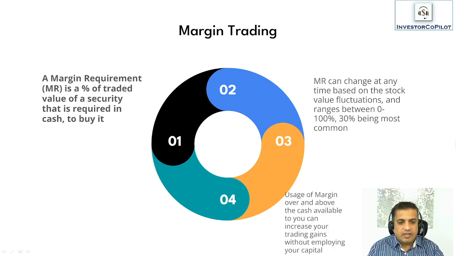Now, an obvious advantage of using margin is that usage of margin over and above the cash available to you increases your trading gains without employing your capital. And this is very obvious. You can trade and purchase assets with money that you don't have, and you can take a position, you can take some risk as well to maximize your gains. But obviously, there's a flip side and there is a risk associated here.